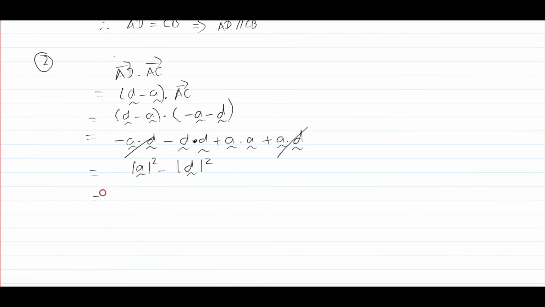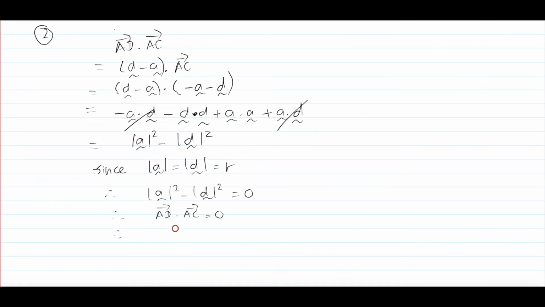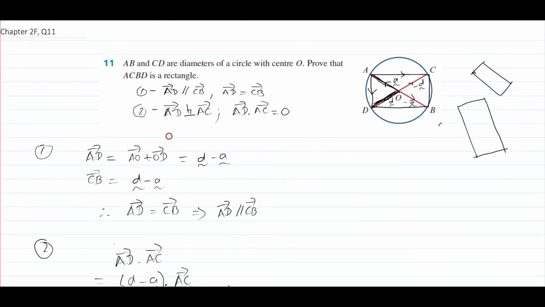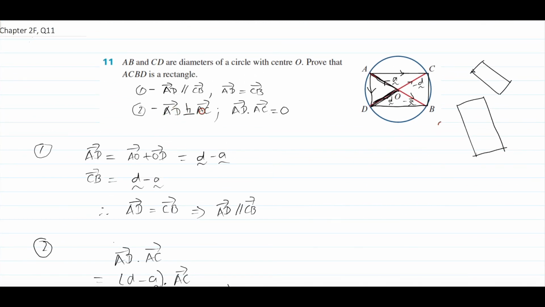So since the magnitude of A equals the magnitude of D equals the radius, we can conclude that vector A squared minus vector D squared under the magnitude equals 0. Therefore, vector AD dot product vector AC equals 0. Meaning, so yes, a lot of therefores, but that means AD is perpendicular to AC, which is what we need, okay? So that is for criteria number 2. Vector AD is perpendicular to AC.